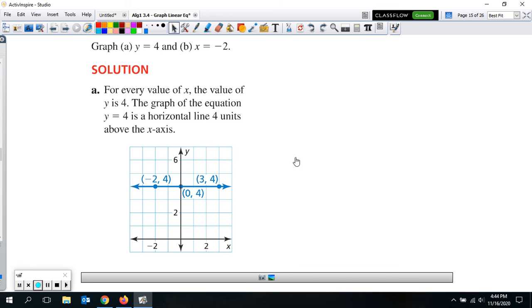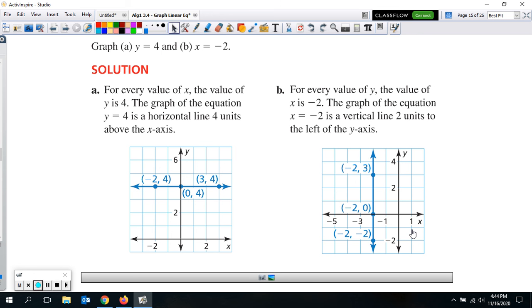This next one, though, x equals -2, is a vertical line. So where x is -2, it's going right through there. And x is constantly going to be -2 everywhere along this line. It's -2 up here, it's -2 down here for x. The y changes, though, as you go up and down this line. But this line cannot be called a function.